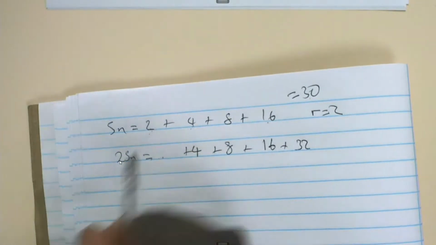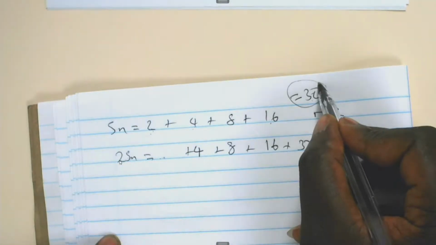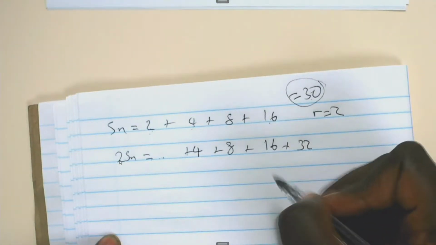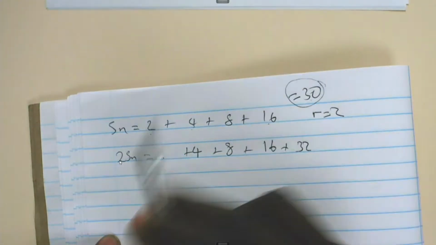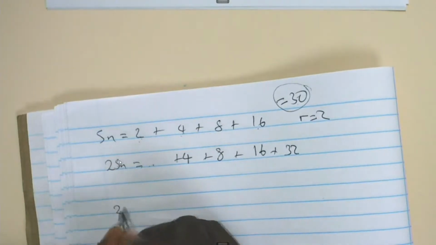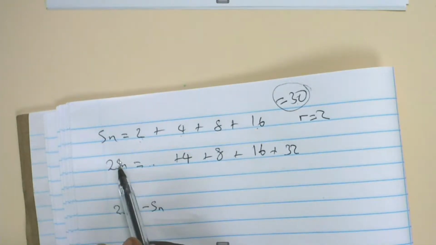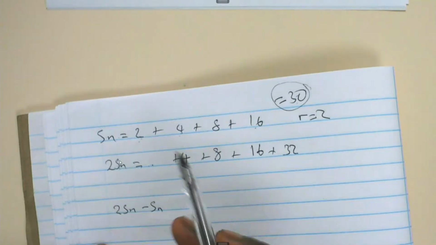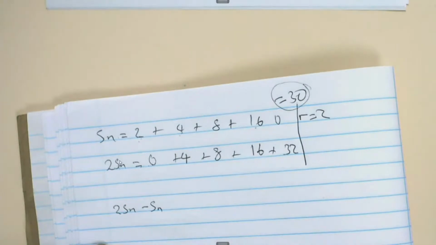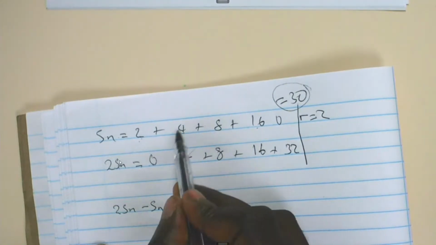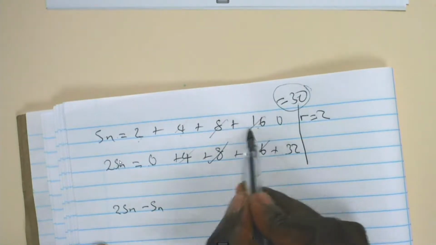Now we can subtract the two equations. Remember, the sum of this, we are going to obtain that 30 even if we are doing it in this method. Add or subtract the two equations. If we are to subtract the two equations, I would say 2Sn minus Sn. This second equation minus that first equation, and then remember here it's 0, and we also have 0 there. 4 and 4 would cancel out, 8 and 8 would cancel out, 16 would cancel out.